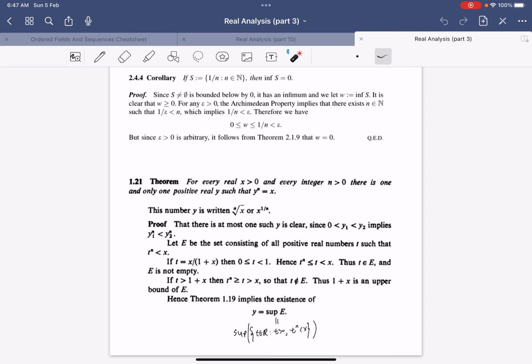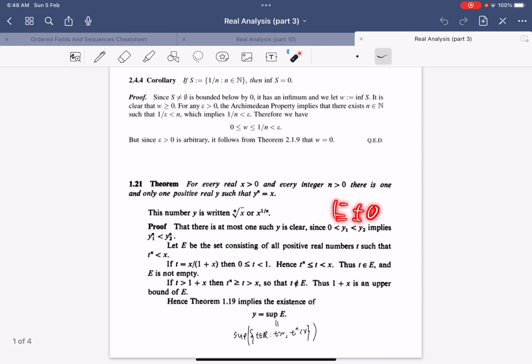And so we define E to be the set of all positive real numbers t such that t to the n is less than x. So basically E equals the set of t in the reals with the condition that t to the n is less than x. What we want to show first is that E is non-empty and that E is bounded above. So using x over 1 plus x, we show that it is less than x and its nth power is less than x. So there exists an element in E already.